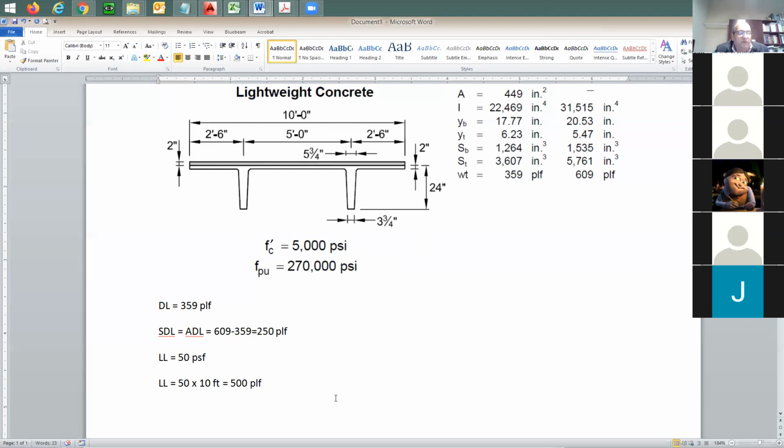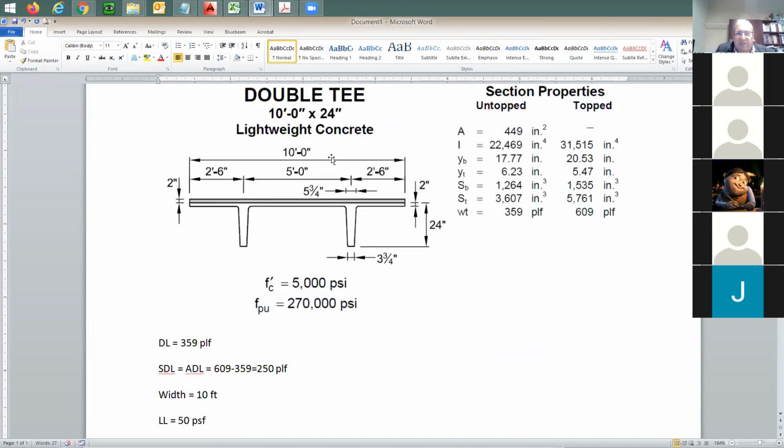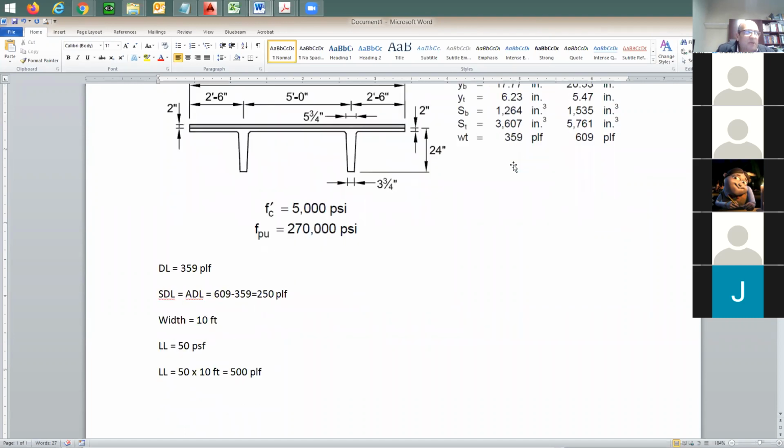Okay, sorry. The uniform load is given as 50 pounds per square foot. This is on the plan, the big plan of the double T. This is not the span, this is going to be the width. So I'm going to write here the width equals 10 feet. From where? From here. I'm not going to tell you the width is equal to 10 feet. I'm just going to give you this picture and this information, and of course not for this exact section, I'm going to change it. But you need to figure out the self weight, the 359, the additional dead load, the difference between the two, and then the live load.